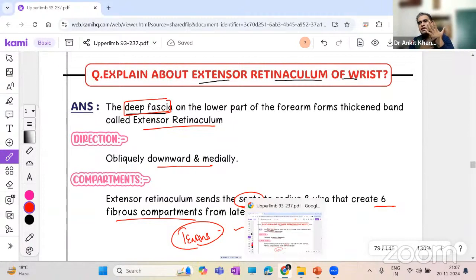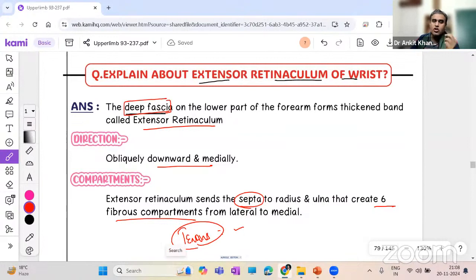Here, if you just extend, you'll feel the tendons. These harder structures are not bones, they are tendons. You can feel this sort of cord. These thick cord-like structures are not bones, they are the tendons. So once you see what tendons are passing through these septa, we know what the muscles in the extensor compartment of the forearm are, as simple as that.